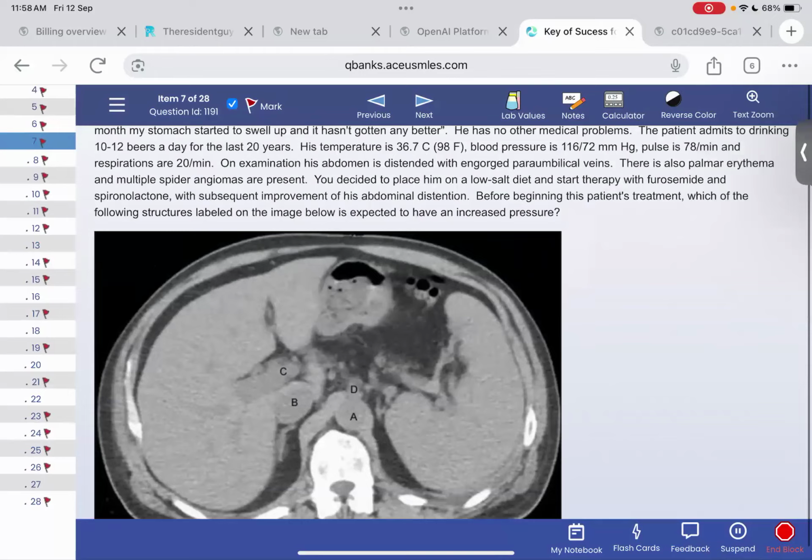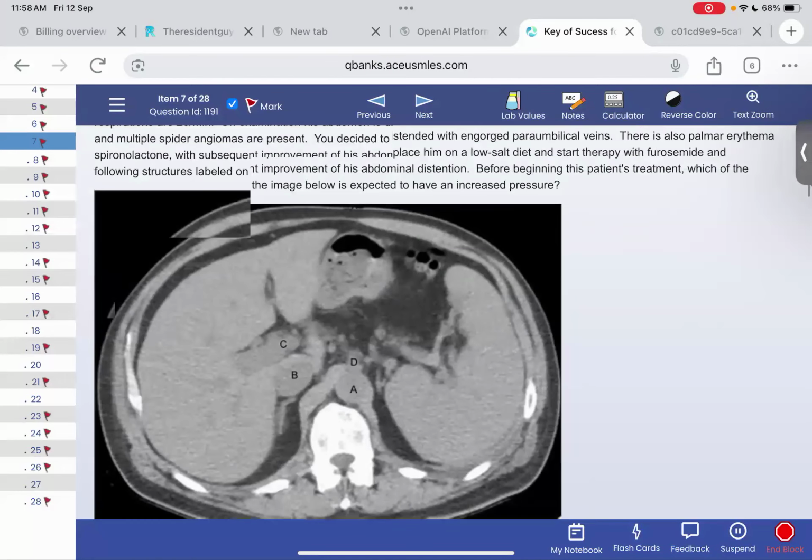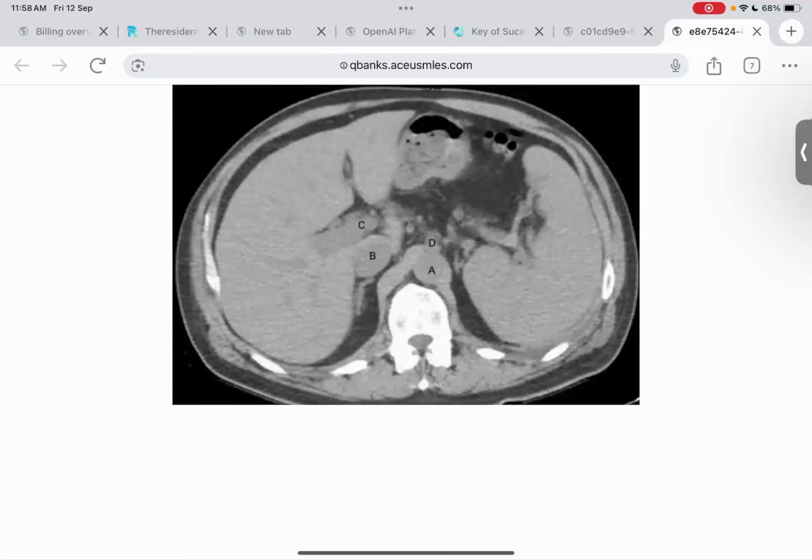So B or C? C, sorry. Oh, C, sorry. I was talking about C. It is a portal hypertension. Okay. Yeah, it's C, not B. I was confused a bit.